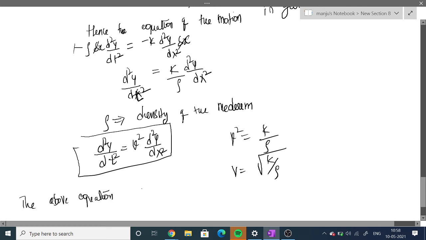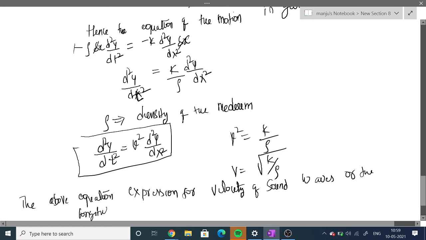The above equation is the expression for the velocity of sound waves, or the longitudinal waves, in a gaseous medium or air. In gaseous medium or air medium. Okay, so this is the final expression.